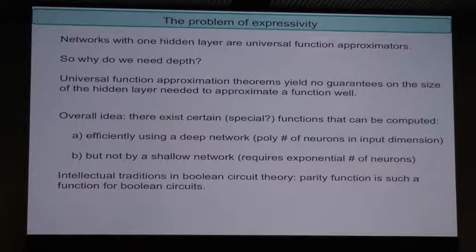So of course, a natural question is, why do we even need deep networks given the universal function approximation theorem? Neural networks with one hidden layer are universal function approximators, so why do we need depth? Well, oftentimes for the functions we want to compute, or generic functions, we don't have guarantees on how many neurons you need to compute that particular function. For certain classes, you do have guarantees, but in general, it's hard to place such guarantees on the size of the one hidden layer. The overall idea is that there exist certain potentially special functions that can be computed efficiently using a deep network, i.e. polynomially in the number of neurons and the input dimension, but not by a shallow network, i.e. it may require an exponential number of neurons.